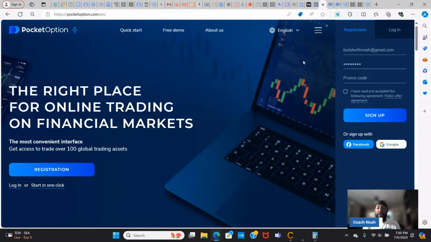So if you have no idea what Pocket Options is, it's just another form of trading currencies. What you're going to do is have a limited time per trade, and at the end of that time, you will either win or lose depending on where you got in at the market. All right, so I'm going to show you guys an example.